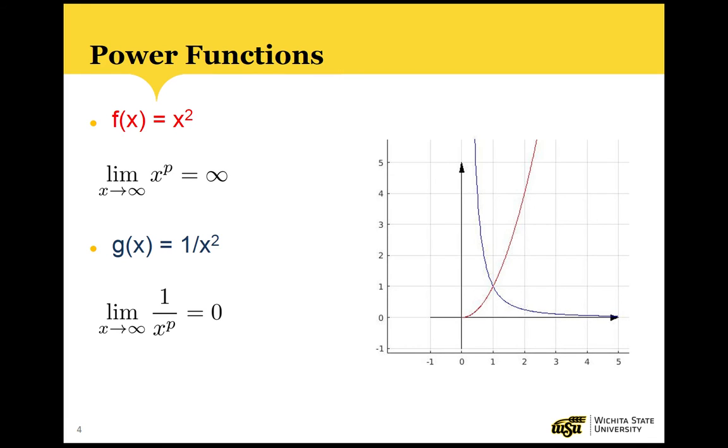We see here in red that the function f equals x squared is increasing very, very quickly as we approach infinity in the positive direction, and the function very quickly shoots off and will forever be unbounded. We also look at our function g, 1 over x squared, in blue, and see that as we go towards positive infinity in the x direction, the function itself decreases very quickly towards 0, approaching the horizontal asymptote y equals 0.